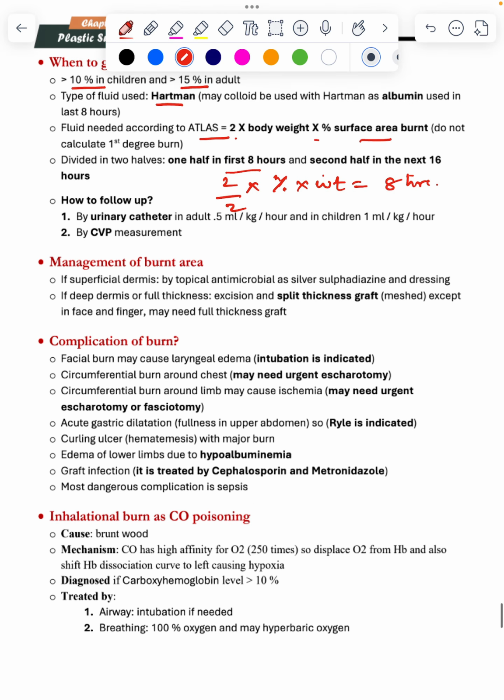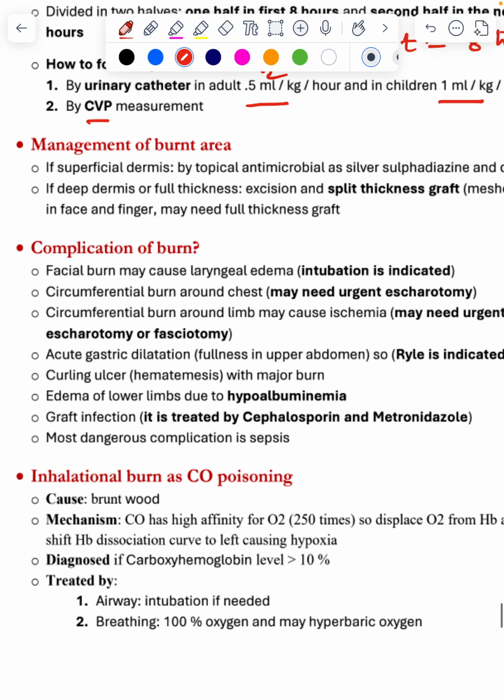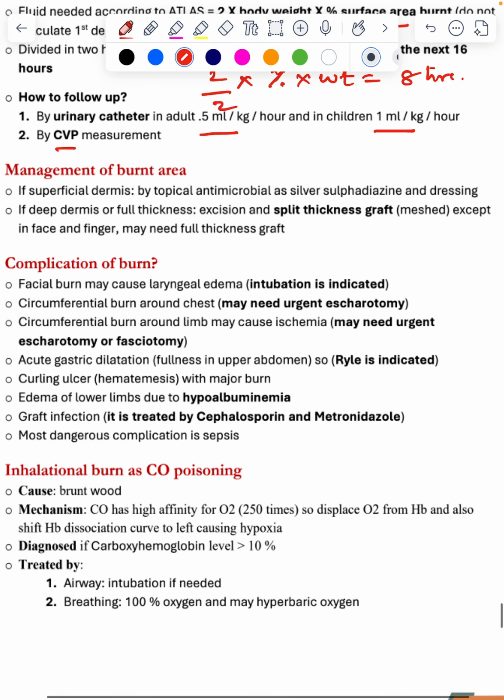So management of the burnt area. How to follow up? This was about follow up. Urinary catheter: 0.5 ml per kg per hour for adult and 1 ml for children. CVP is to measure. Management of burnt area: superficial dermis, topical. Superficial dermis is there: antimicrobial silver sulfadiazine dressing. Deep dermis and full thickness: excision and split grafting is required.